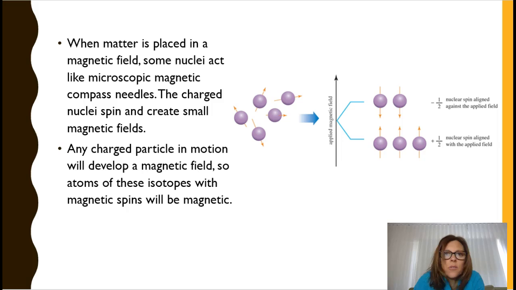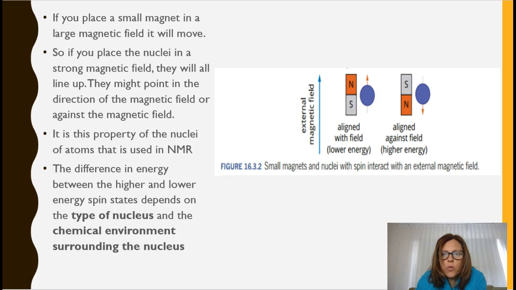So they're like little compass needles, and when we have them within Earth's magnetic field, then they all point towards north. So any charged particle there will develop that magnetic field. So the atoms of these isotopes will be magnetic here. So let's have a look a little bit more.